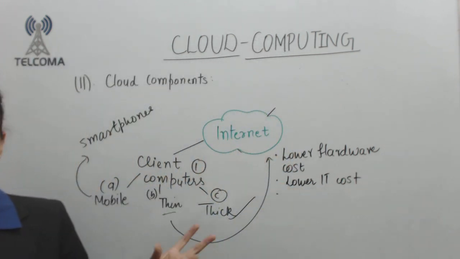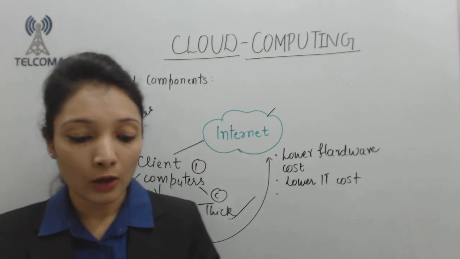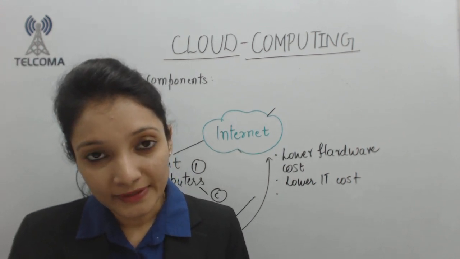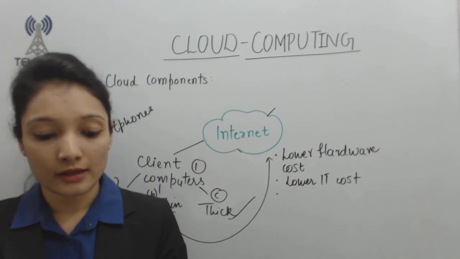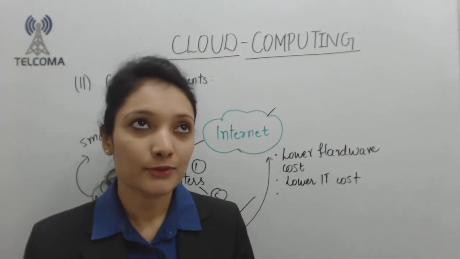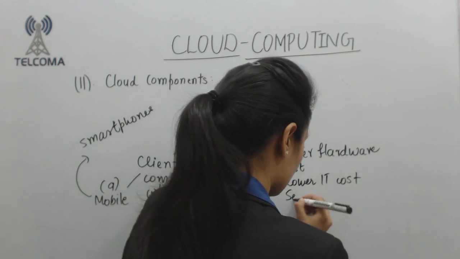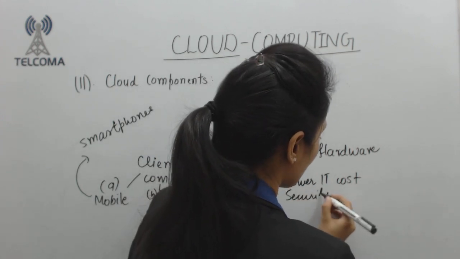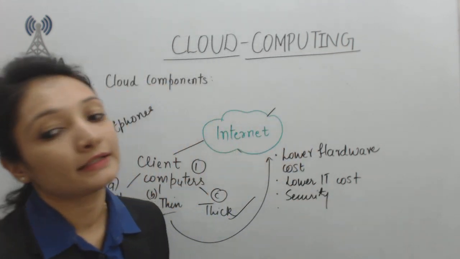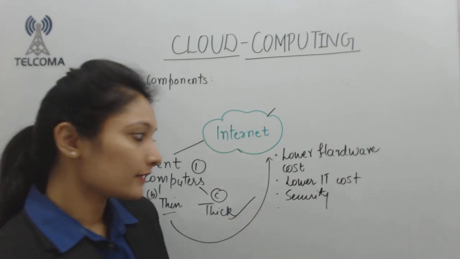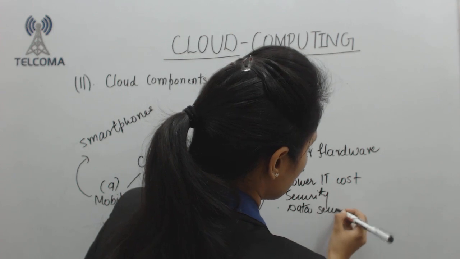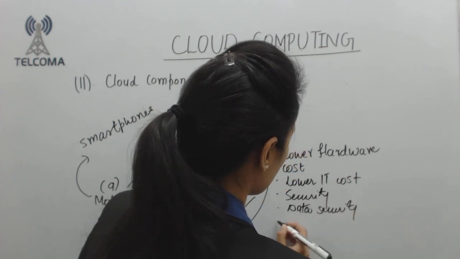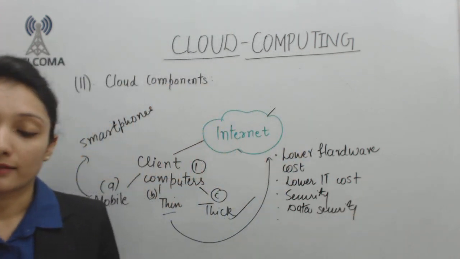After that, security, which is a main issue here. Now, from the security perspective, we can say that the processing takes place on the server. So there is less chance of malware invading. So we have a security feature also here for your thin clients. Then data security is also here, for the same reason, because all the processing takes place at the server.